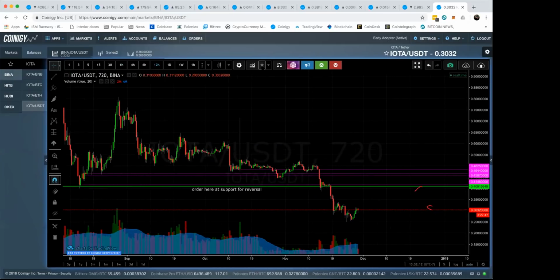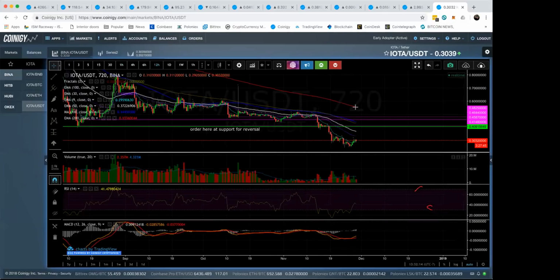Let's look here. Which I mean, so did everything else. So it's not like it's just because it's IOTA that it fell. This is the whole move when Bitcoin dropped, so there's nothing abnormal about it here. Right now we do have a bullish uptick on the 12-hour time frame on the MACD. So that's a good sign.